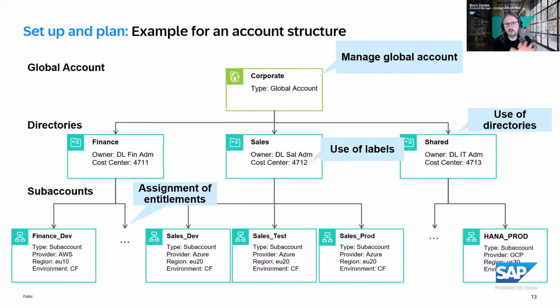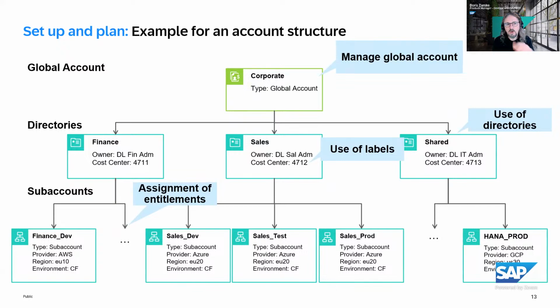Here's an example of an account structure. Very simple. On the top layer, you see the global account as representation of your contract. And on the lowest level, we have staged environments, distributed or separated for different departments. Here, for example, you might have a team that performs development for the sales department or for the finance department. And you see we have a three-staged environment with development, test, production.